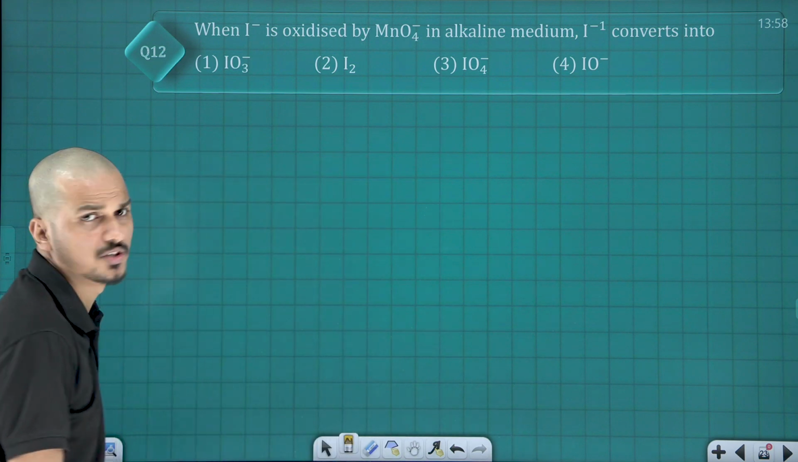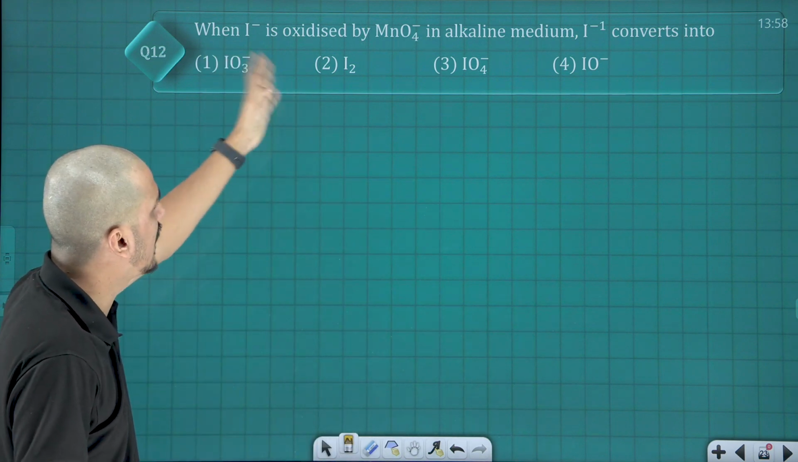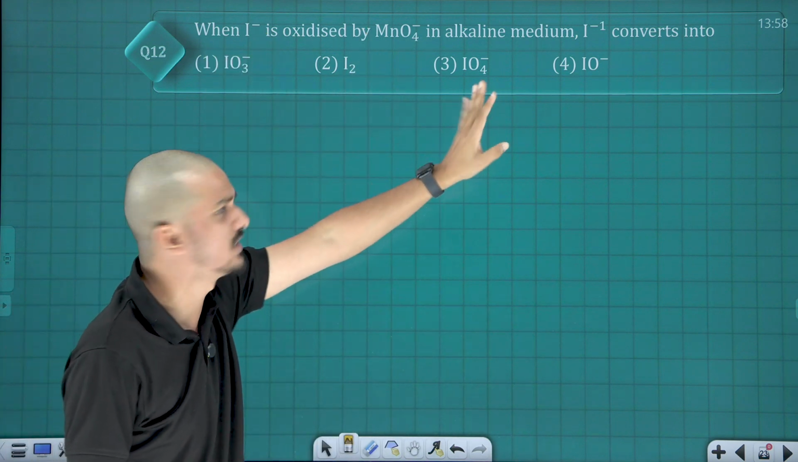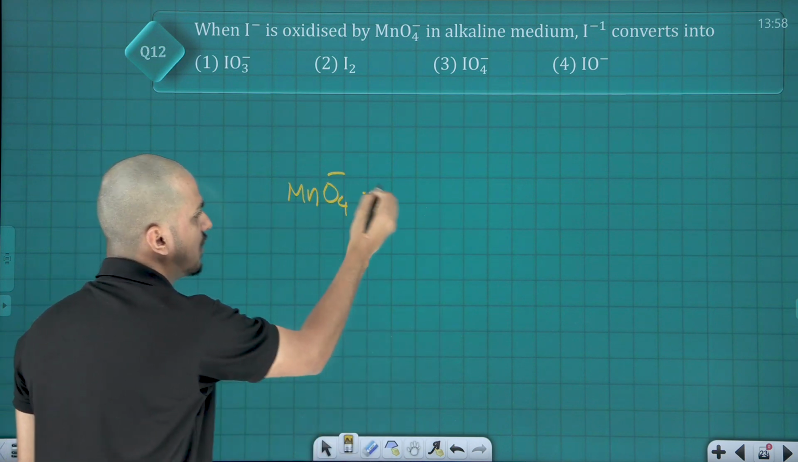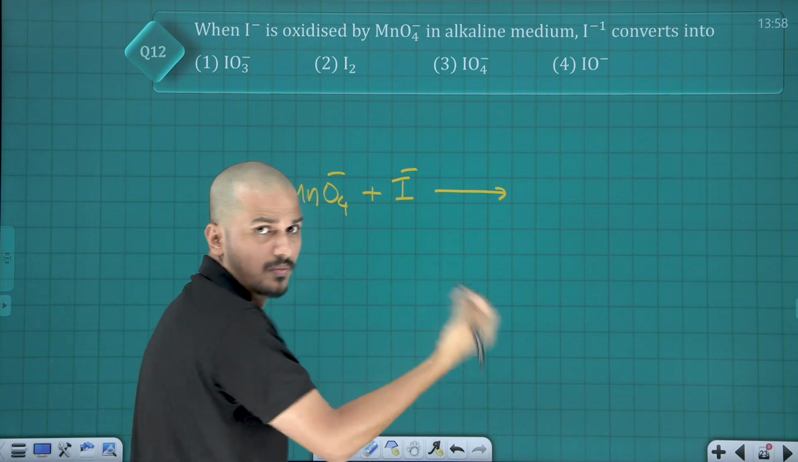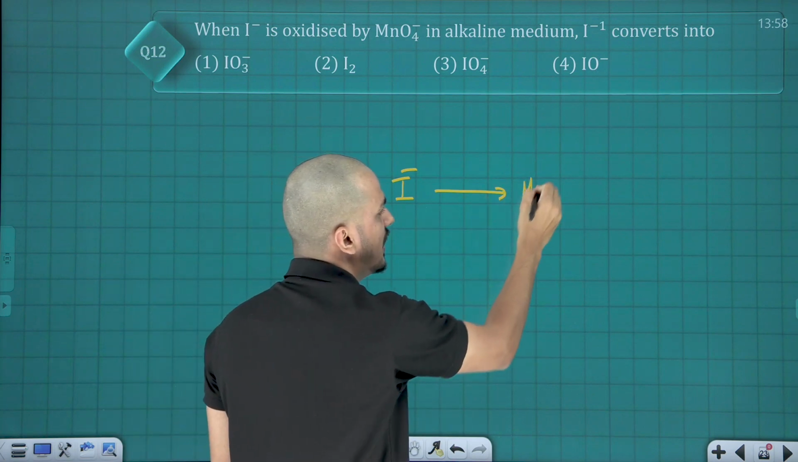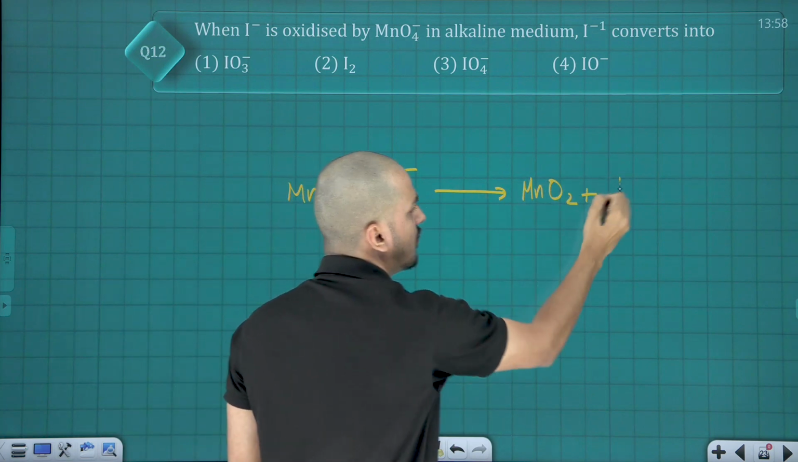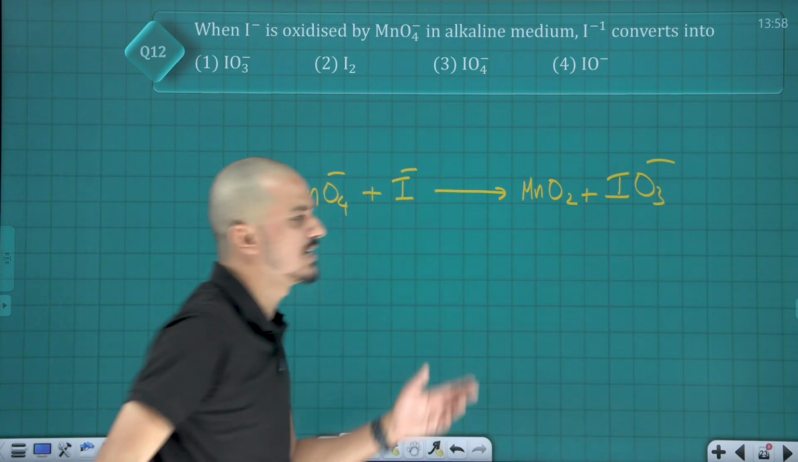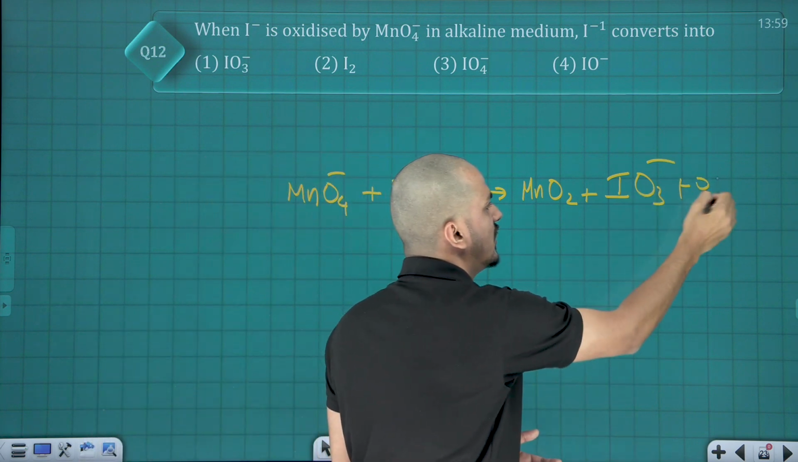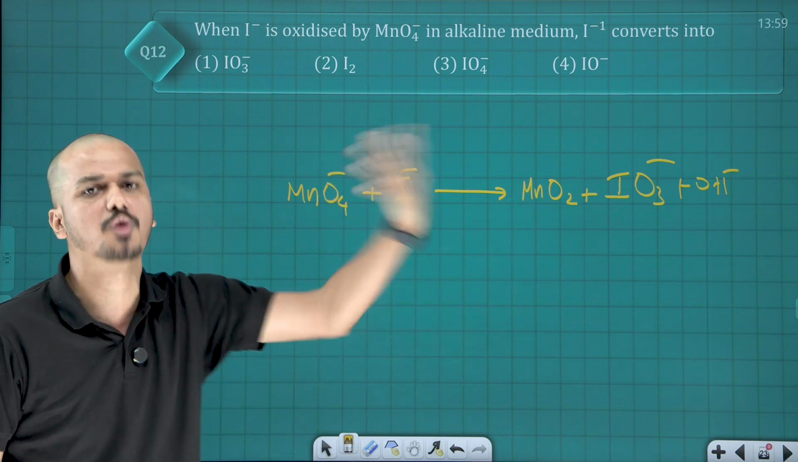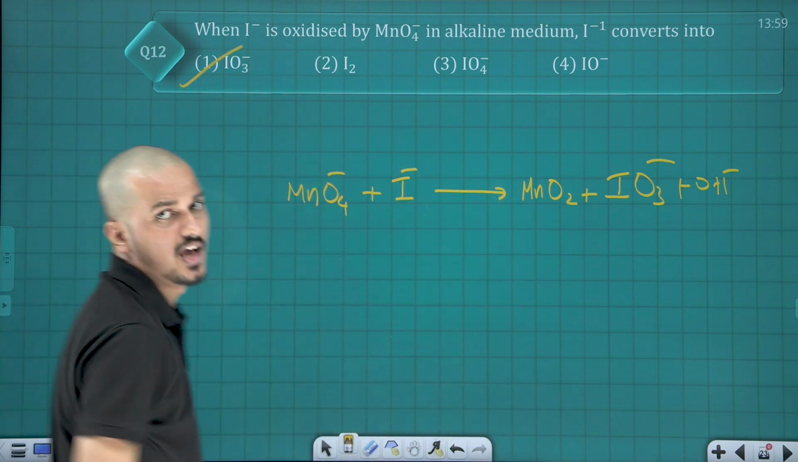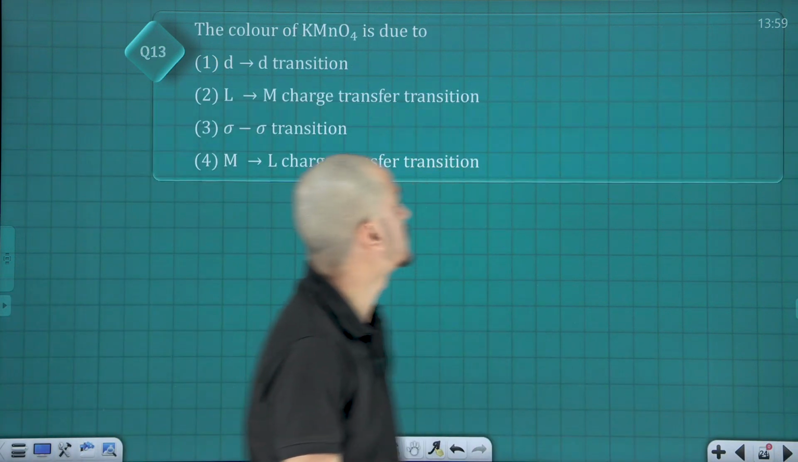What about question 12? This is also a direct question. When I minus is oxidized by MnO4 minus in alkaline medium, MnO4 minus becomes MnO2. I minus becomes what? IO3 minus. This is in basic medium. If it is acidic medium, iodide will be converted to iodine, I2. So here the answer is what? IO3 minus. Okay, next question.